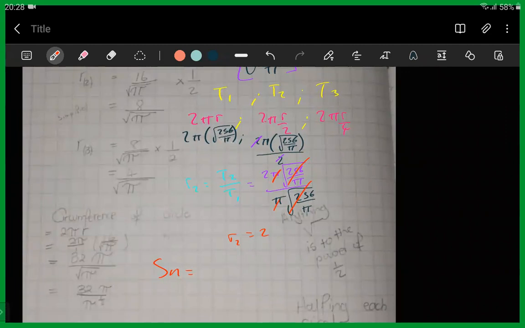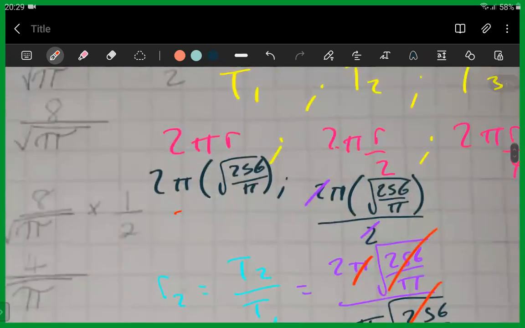But then is 256 a square number? Seems a bit fishy. Probably isn't it? Let me just double check. 256. Wait, yes, it is a square number because 16 squared is 256. So to make calculations easier, you can write this as 2 pi. Square root of 256 is just 16. And then square root of pi is just square root of pi. And just write it like that.